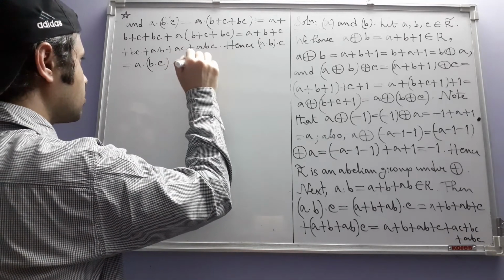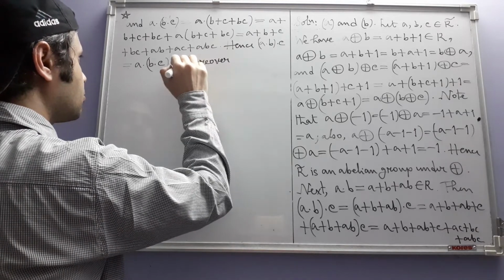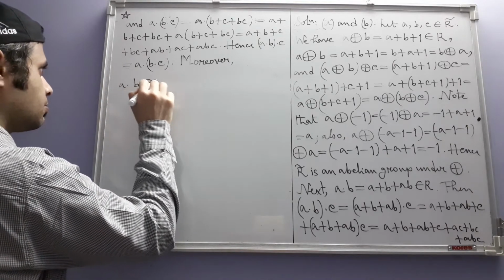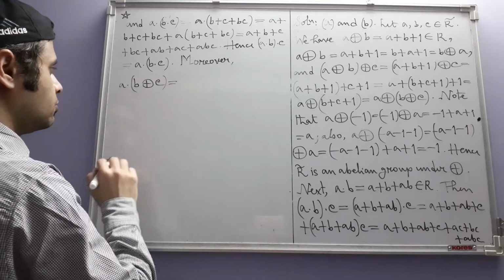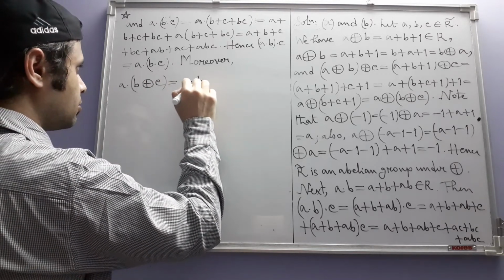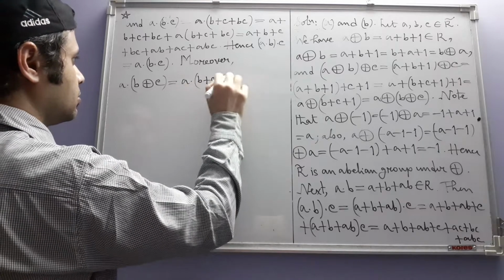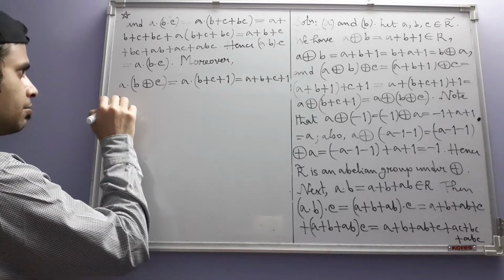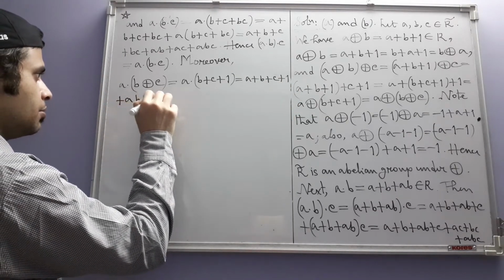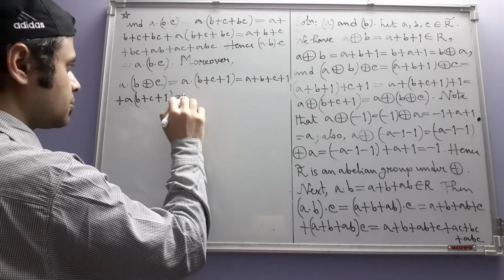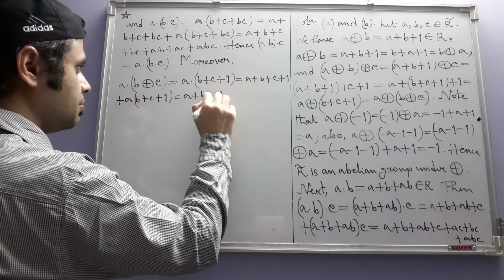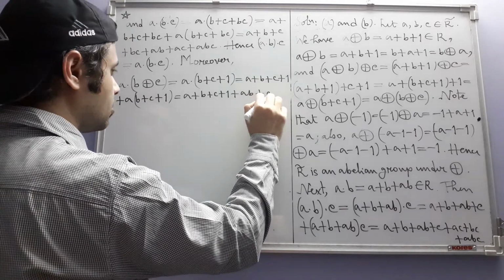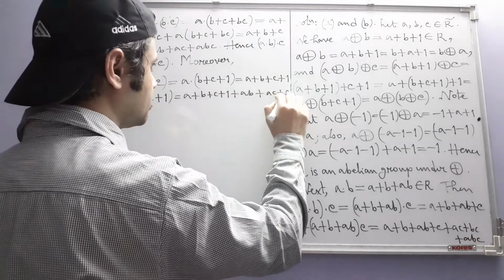Moreover, a dot (b plus c) is equal to what? a dot (b plus c plus 1). This is a plus b plus c plus 1 plus a times (b plus c plus 1). So this gives us a plus b plus c plus 1 plus ab plus ac plus a. Okay.